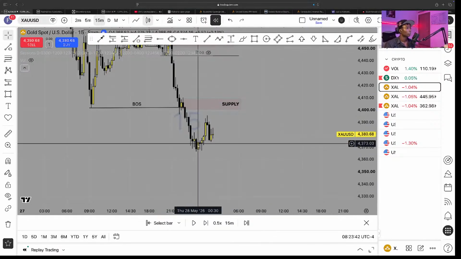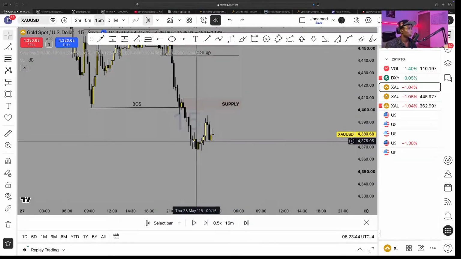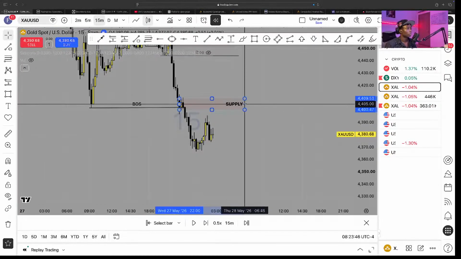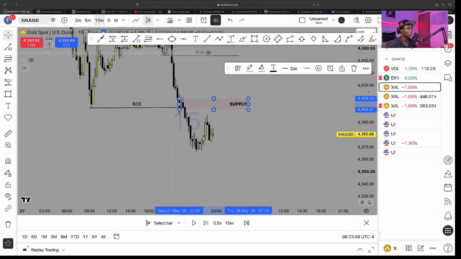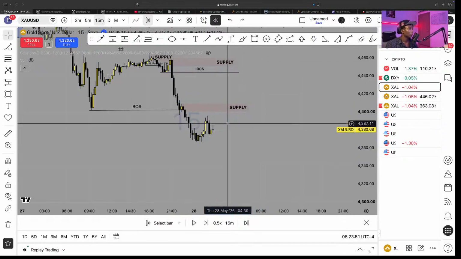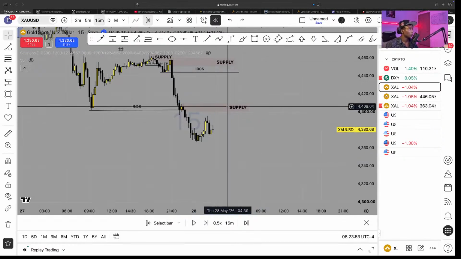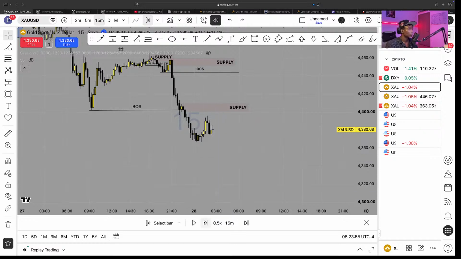We had another supply here, but this supply didn't hold, so we need to pay attention. When price gets to this level, we need to see a confirmation before joining the trade downward. If we don't see any confirmation, we're going to stay out. So let's see.